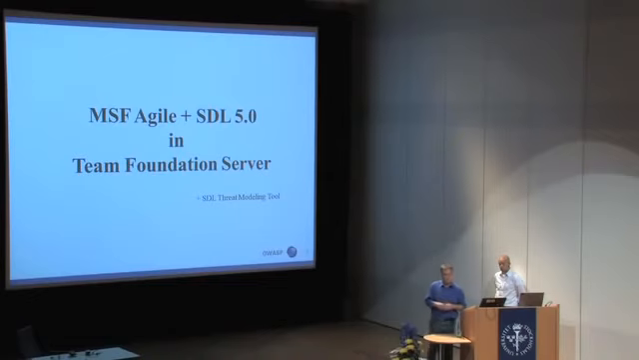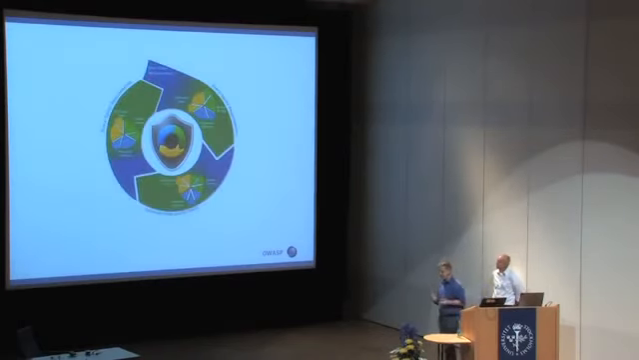In the Team Project Collection, we have several different process templates. And I think a month ago, we released a new process template where we combined the MSF Agile, a Scrum-like process template, and the SDL process template. And why we did that is because in the earlier version of SDL, we had some notion that the SDL process was a rather heavy process to use.